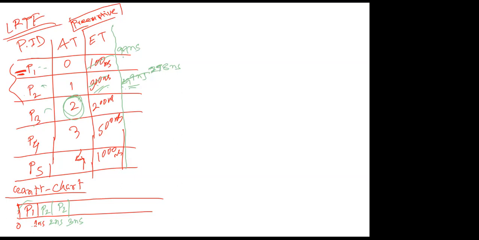Now after 3 nanoseconds, how many processes are inside the RAM? In total 4 processes: 1, 2, 3, 4. P4 is also inside the RAM. From here you can see which needs the longest execution time. This is process P4, which needs 500 nanoseconds. P4 will be scheduled by your operating system, and it will run till 1 nanosecond.